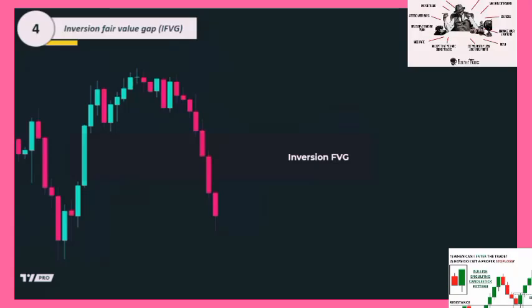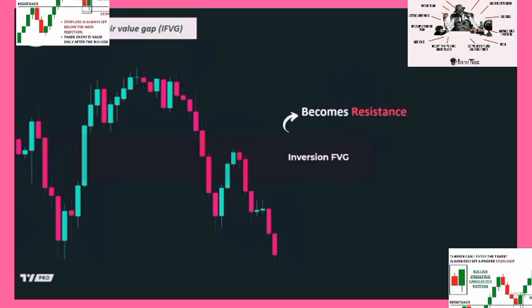and becomes an inversion fair value gap. Now, instead of acting as support, it's more likely to hold as resistance and create opportunities to go short. That's why highlighting inversion fair value gaps on your chart gives you valuable clues about where price is heading and what's likely to happen next.